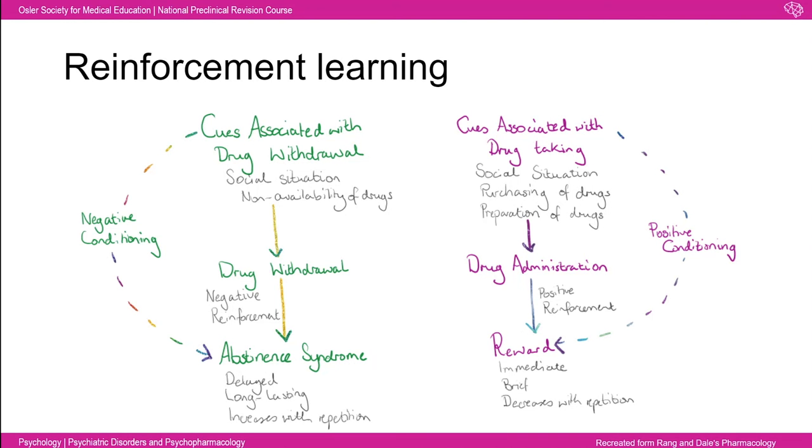Then you get drug withdrawal, which negatively reinforces abstinence, so that you no longer want to be abstinent because it's making you feel this way, and you get the association of the social situation to the abstinence. So the abstinence usually is delayed, long-lasting, and increases with repetition. So you get negative conditioning from the cues that are associated with your withdrawal, like the non-availability of drugs and abstinence. So you try and avoid those situations because they are associated with bad feelings.